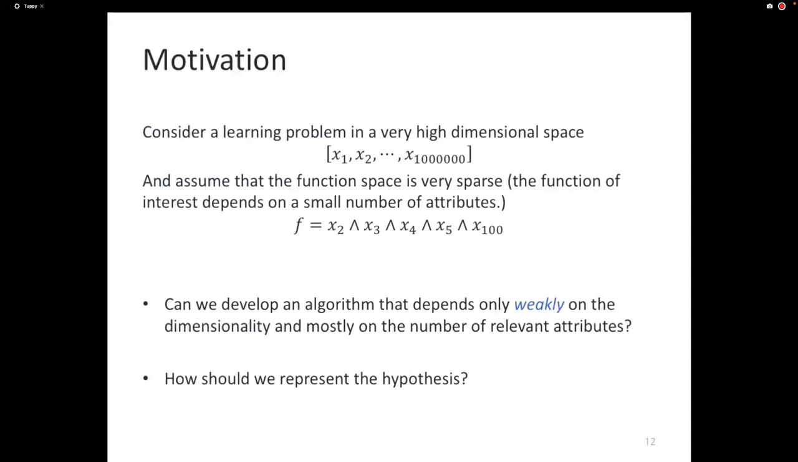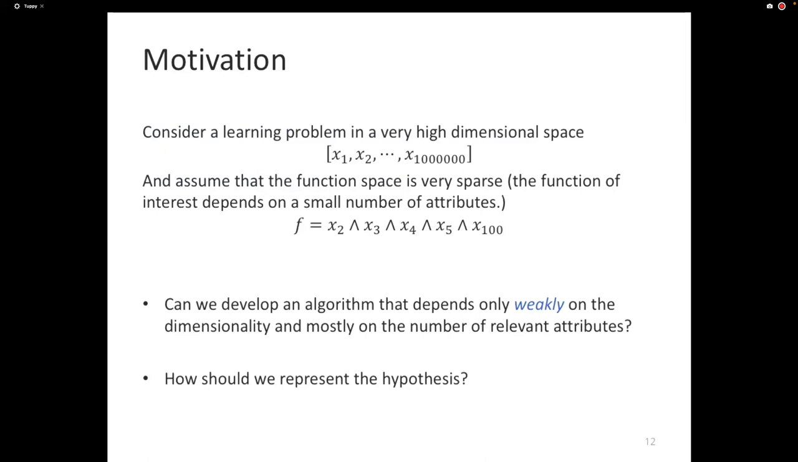The question is, can we build an algorithm that in an ideal world is independent of this true dimensionality and only depends on the number of relevant features? It turns out we don't know how to do that, but at least it's not very strongly dependent on the true dimensionality and only depends on the number of relevant features. What that means is, can we build an algorithm whose success is not dependent very strongly on the fact that we have so many irrelevant features? The other question is, if we can build an algorithm of that type, how should the hypothesis be represented? Or alternatively, what should the hypothesis space be?